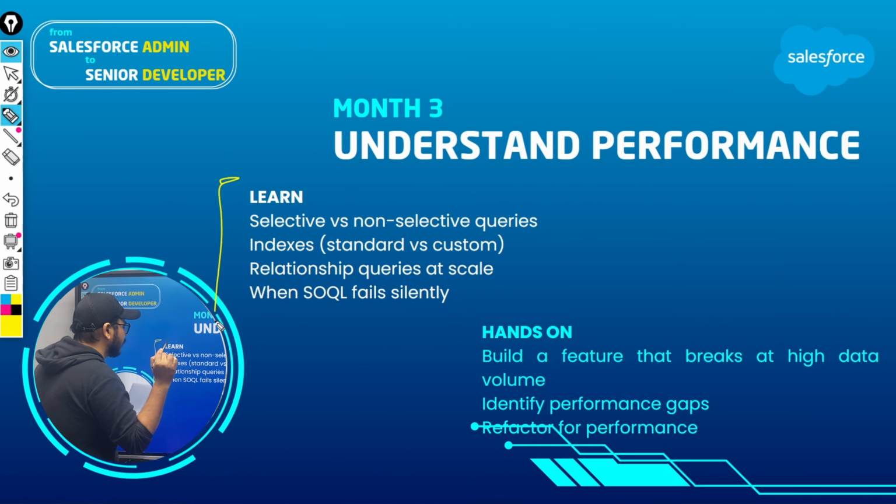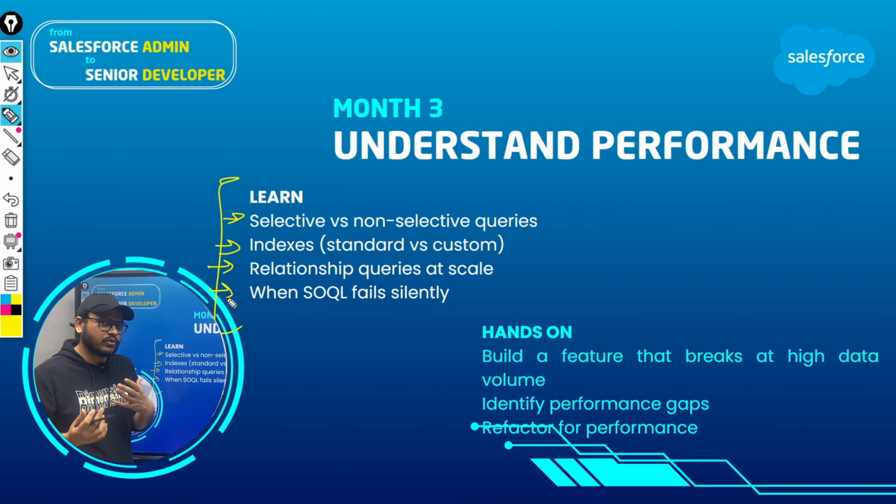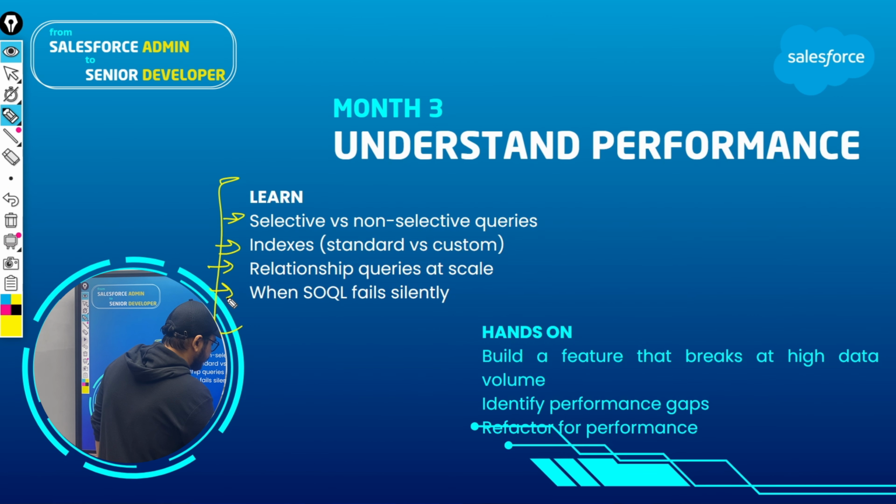From a learn perspective, you can focus on understanding selective versus non-selective queries, understand indexes, both the standard and custom indexes, and relationship queries at scale. If you have to write relationship queries at scale, how would you write that? Also, when SOQL fails silently: try to understand your SOQL queries, how and when they fail. So build concepts around those.